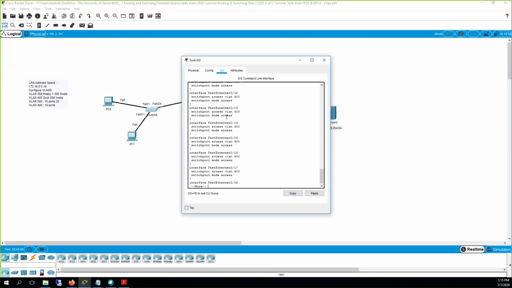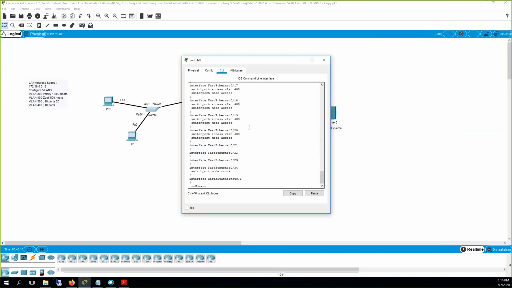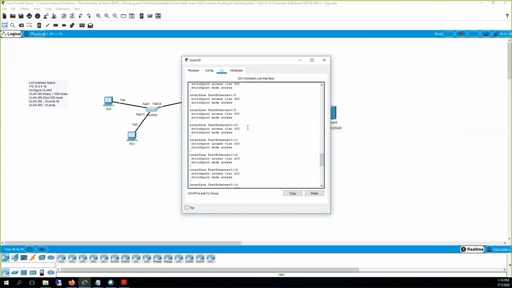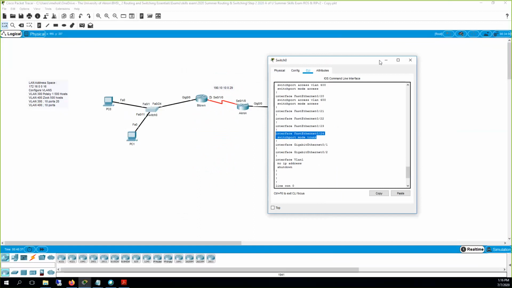So we can see here, I used the interface range command to form a membership from port 0/1, membership 300, all the way to, I believe, 9. And then I did interface range 0/10 to, I believe, 19 or 20. So those are all access. And we're looking for a trunk port, which we have on 24, which matches the topology into the router.